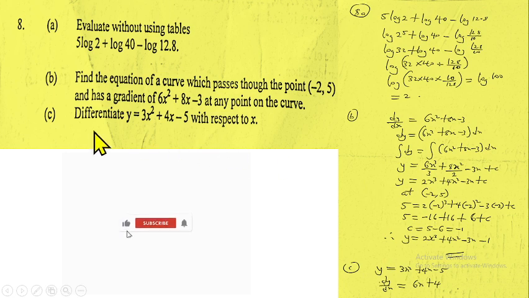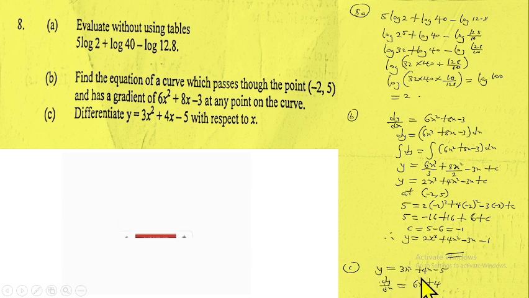So, the last question here also is on differentiation, which is question number 8c. You have to differentiate this polynomial, this quadratic equation y is equal to 3x squared plus 4x minus 5 with respect to x. Since you are not asked to differentiate it using first principles, that means we are safe to use the formula for differentiating a polynomial.